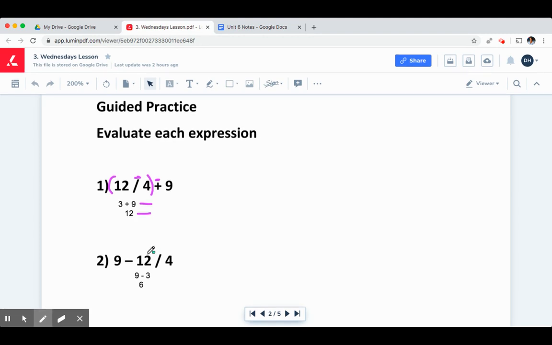Number 2 says 9 minus 12 divided by 4. I see subtraction and I see division. Which operation is more powerful? Division is more powerful, so I should divide first. 12 divided by 4 is 3. So the next line I'll rewrite 9 minus, and then I'll plug in 3. And last, I'll solve by subtracting: 9 minus 3 equals 6.